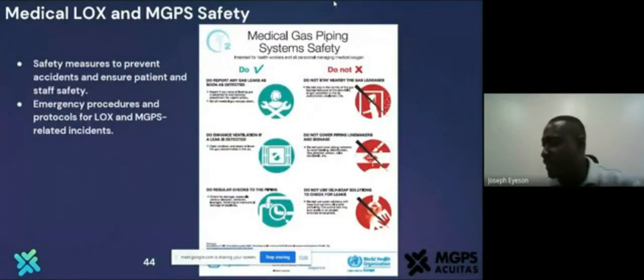What are some of the safety mechanisms when it comes to MGPS? You should wear your PPE whenever you go close to any pressurized item. It's very important to do that. No flammables, no naked flames. Report any leakages that you see around. It's very important.